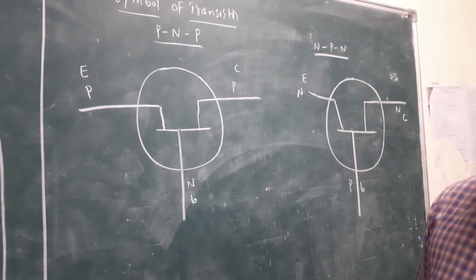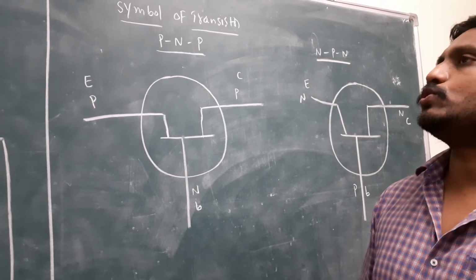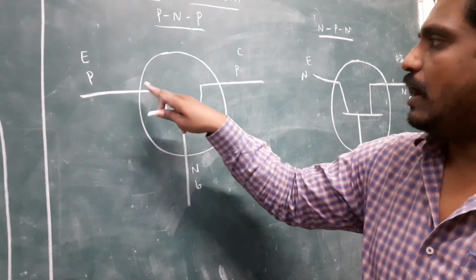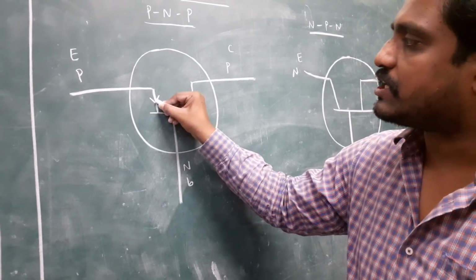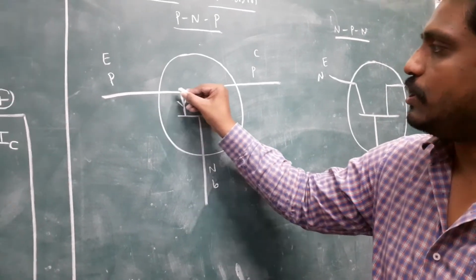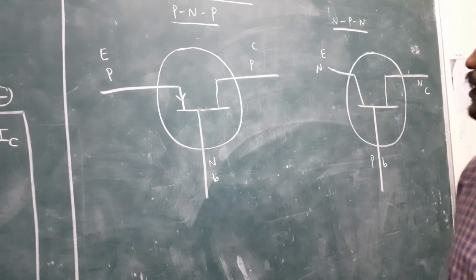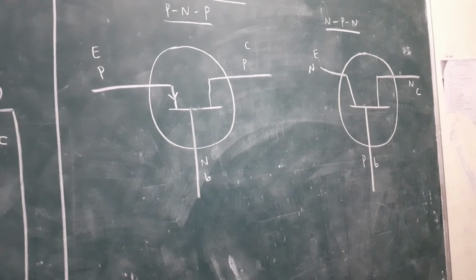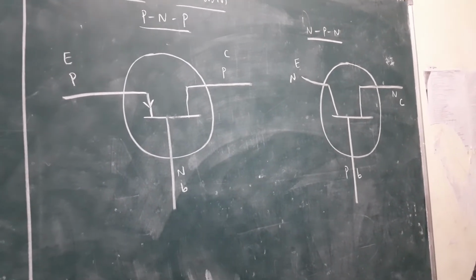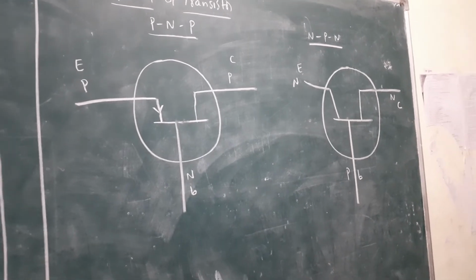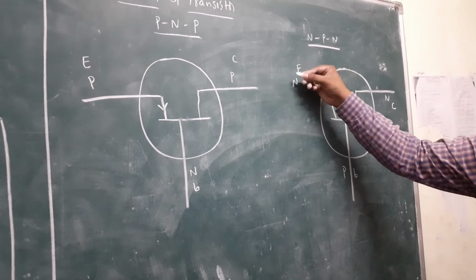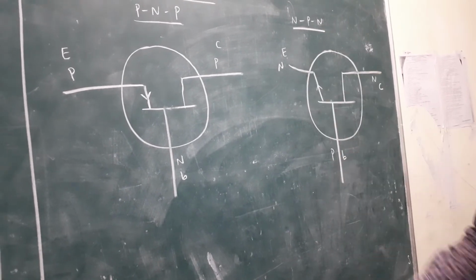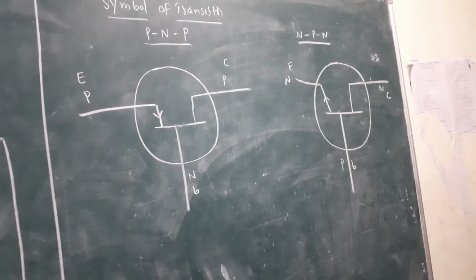Current always flows from P to N, positive to negative, according to electricity. On the emitter region, an arrow indicates the direction of current, P to N. Here also in the NPN transistor, on the emitter region, the arrow indicates the direction of current, always P to N, positive to negative.